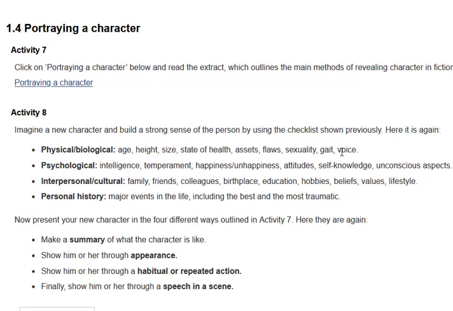And then I have my students fill out an entire chart in which you actually fill out the age, the height, the sexuality, all of that. So that's for the protagonist. And then the antagonist.